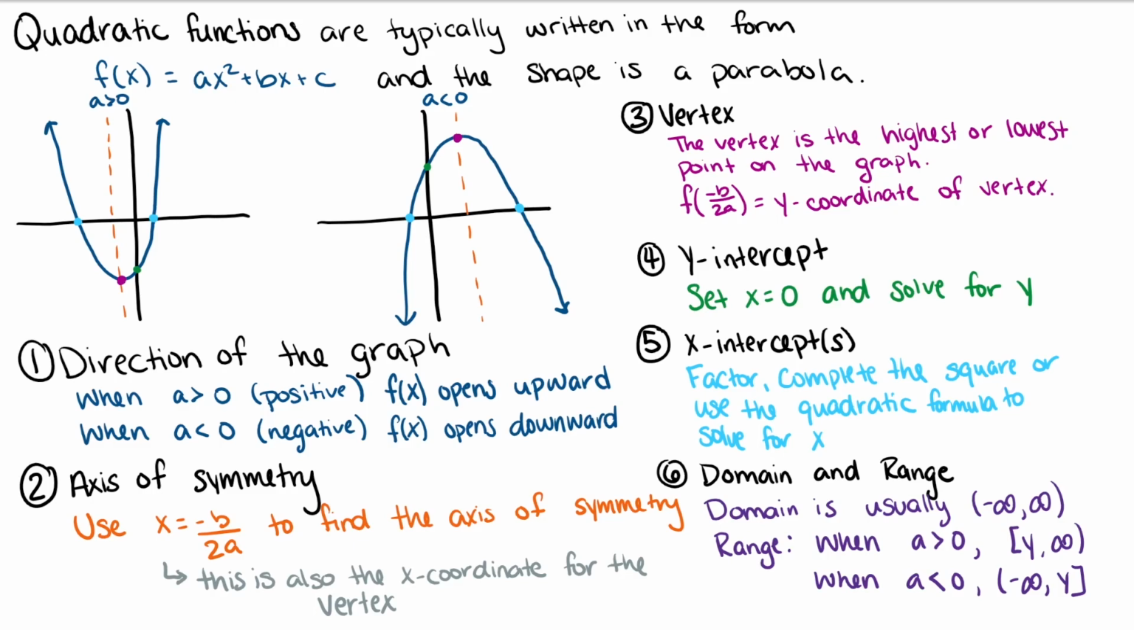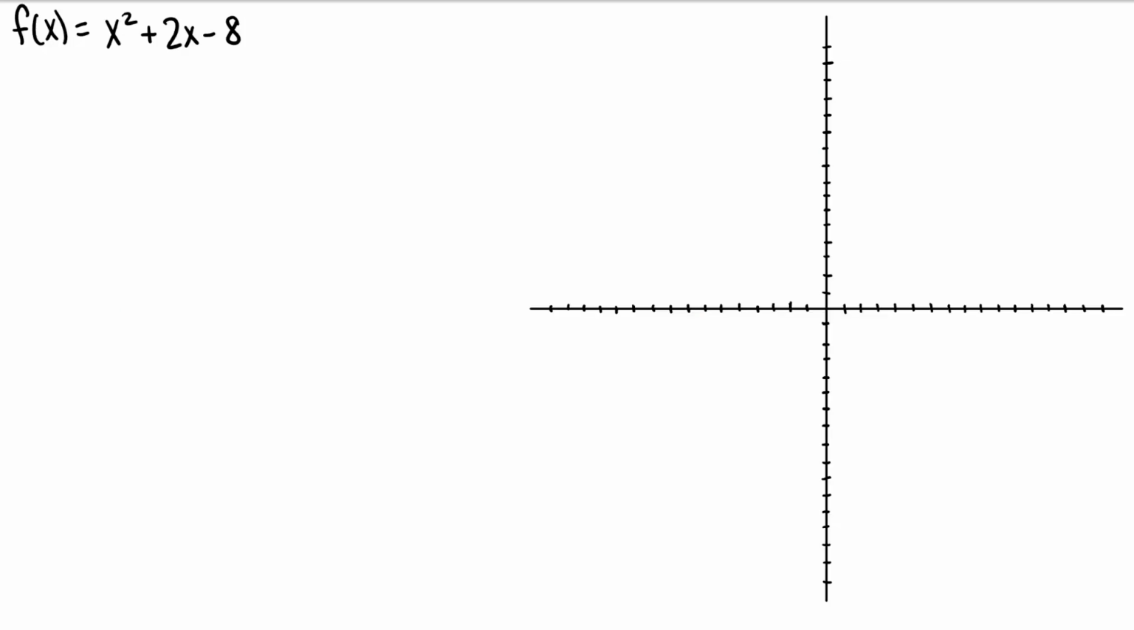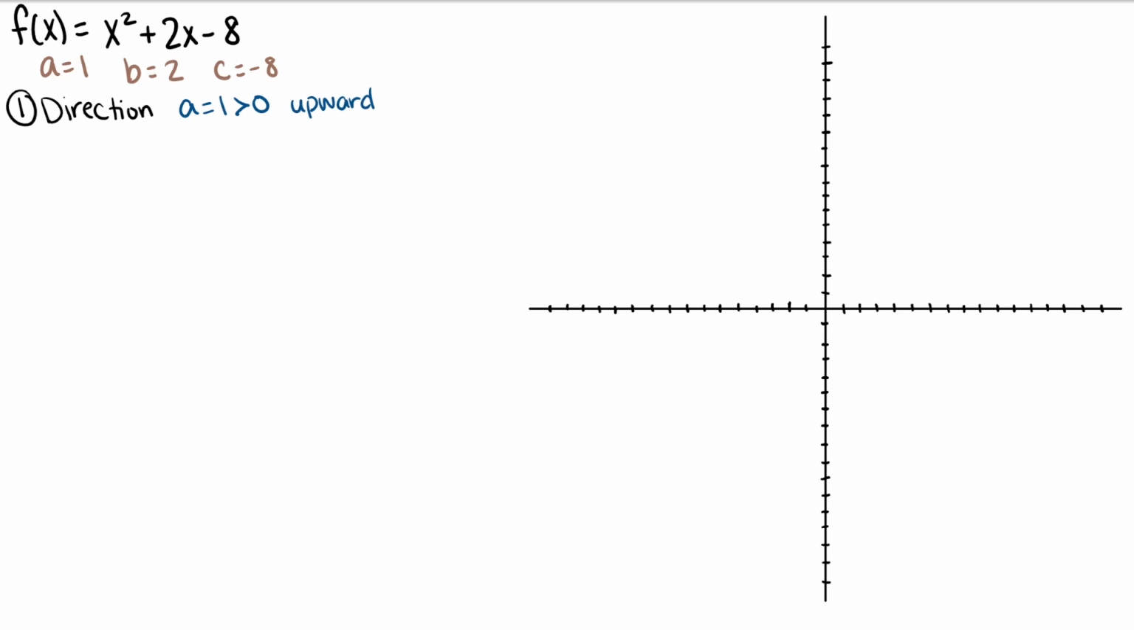So let's look at an actual quadratic function and see what all of this means. Let's take the function f(x) = x² + 2x - 8. Remember, if our standard form is ax² + bx + c, our a is 1, our b is 2, and our c is -8. So for our direction, we need to look at our a term. Our a equals 1, which is greater than 0. Therefore, our graph is going to open upward.